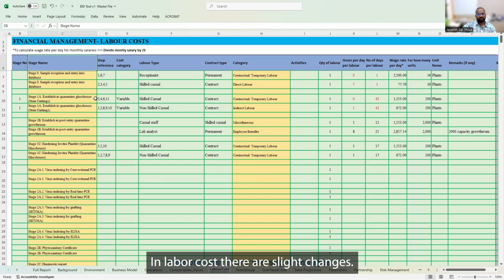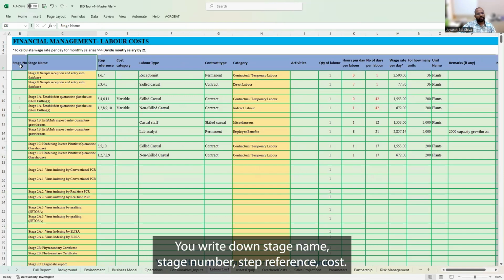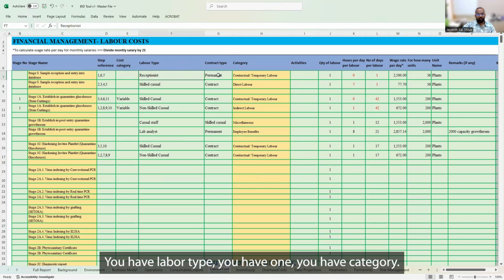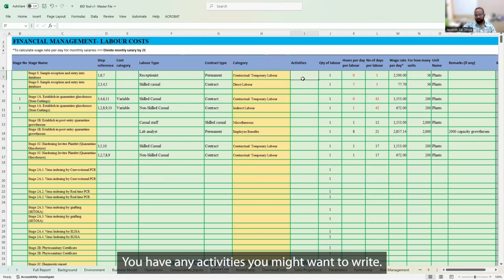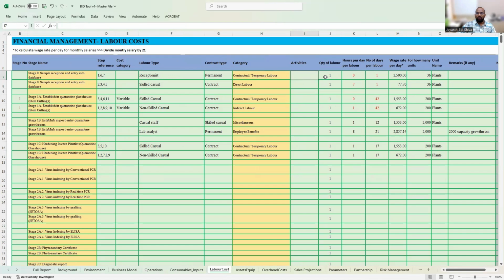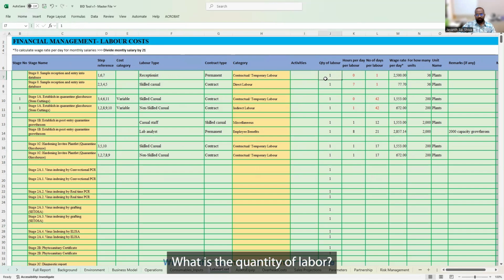In labor cost, there are slight changes. You write down stage name, stage number, step reference, cost category. You have labor type, you have contract type, you have category. This will be deleted. The category, you have any activities you might want to write. What is the quantity of labor? Is it 1 person, 2 persons, 3 people?